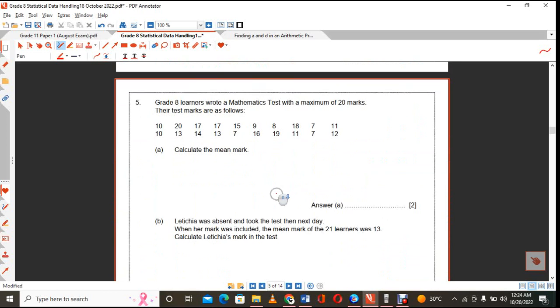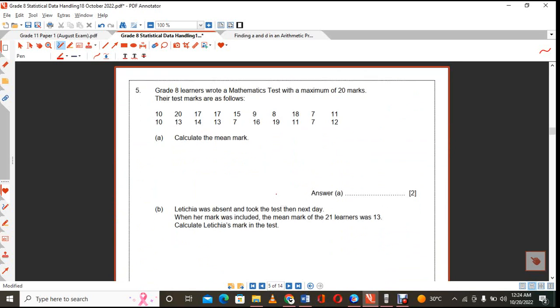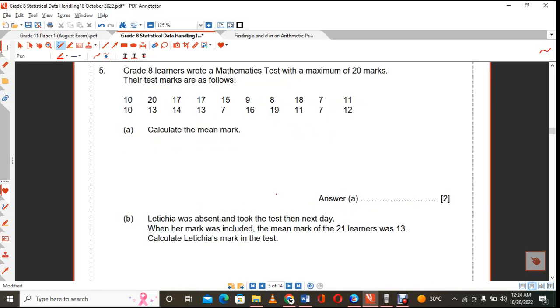Question 5 though, grade 8 learners wrote a mathematics test with a maximum of 20 marks. Their tests were as follows, as you can see. That is the total of the test. Right, so the very first question asks us to find the mean. Now in order for us to find the mean, you need to add everything.